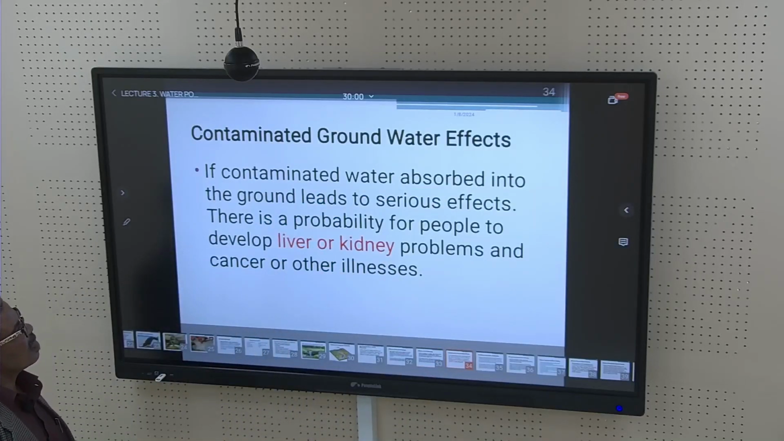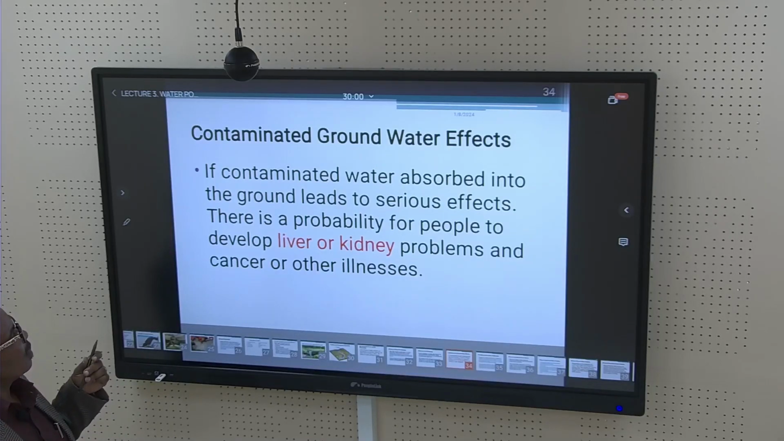Contaminated groundwater effects. So the water underground can also be affected. Now, the effect if the groundwater is affected. If contaminated water is absorbed into the ground, it leads to serious effects; there is a probability for people to develop liver or kidney problems and cancer or other illnesses.